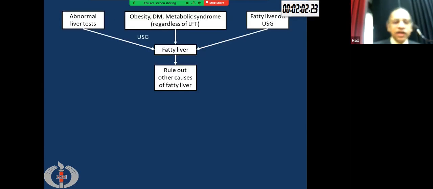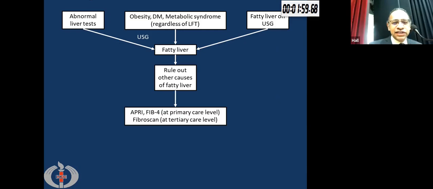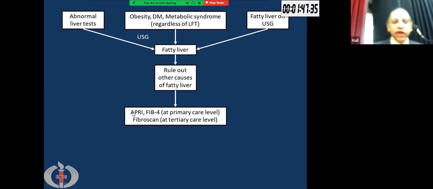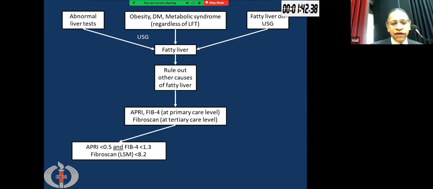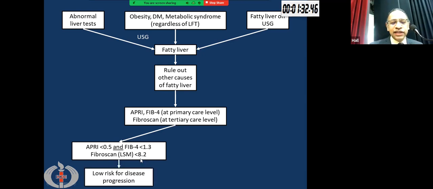So once you have ruled out other causes of fatty liver disease, if you are sitting at the primary care level, just do platelet count and AST level to calculate FIB4 or APRI. Or if you are at a tertiary care center, then it's better to do a fibroscan. And then you'll have patients who have all of these normal, that is APRI is less than 0.5 and FIB4 is also normal, less than 1.3. And if you have done fibroscan, it is less than 8.2. Then these are patients who have very low risk of disease progression in terms of fatty liver.